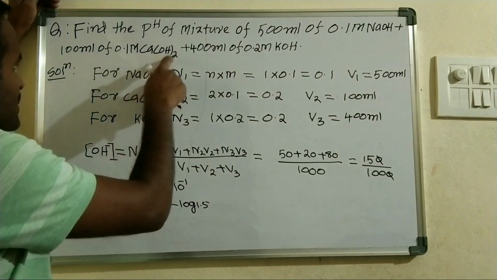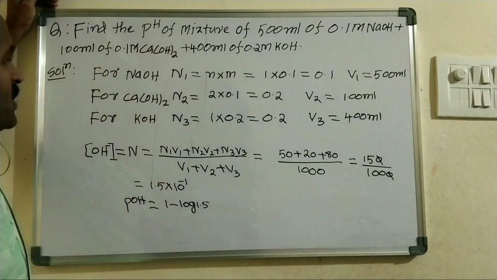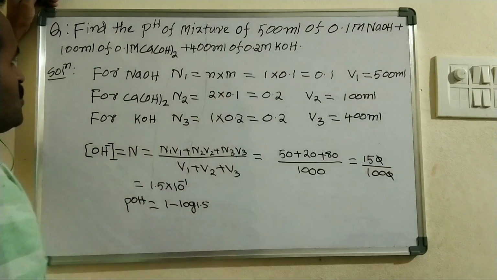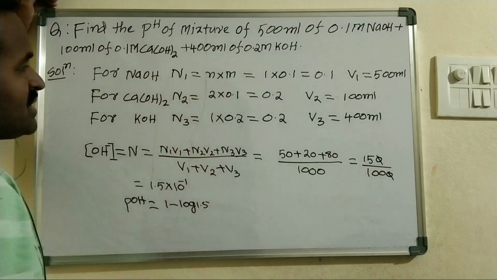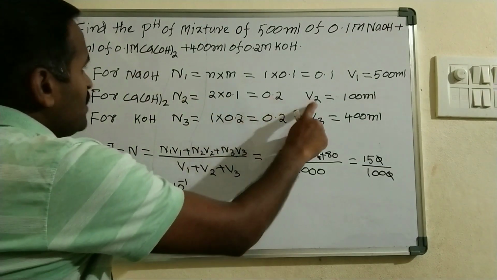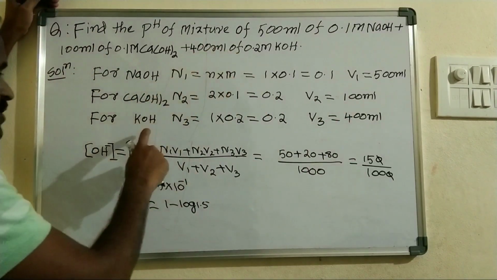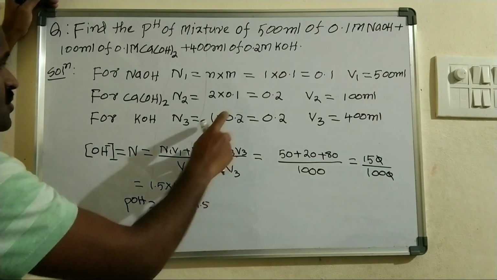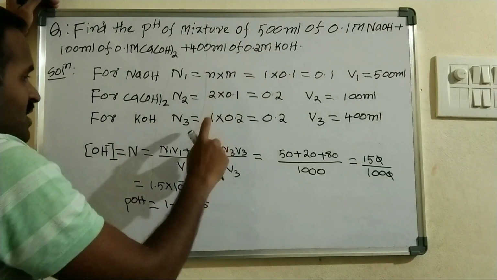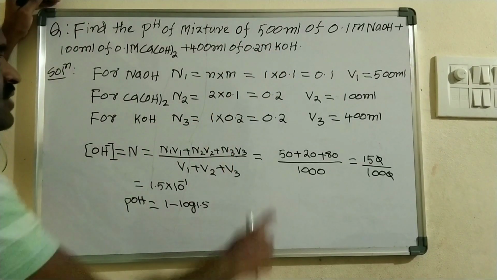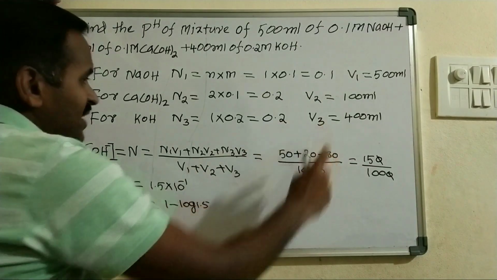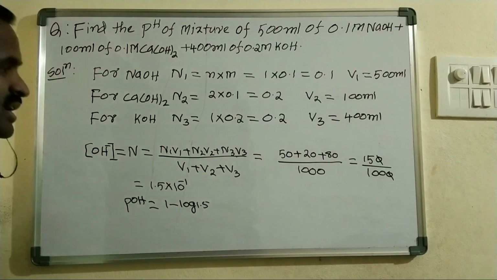For calcium hydroxide, there are 2 replaceable OH minus ions, so 2 into 0.1 gives its normality as 0.2. The volume of the calcium hydroxide is 100 ml. For KOH, the normality is again its n factor 1 into 0.2, so you get 0.2, and its volume of 400 ml is given.